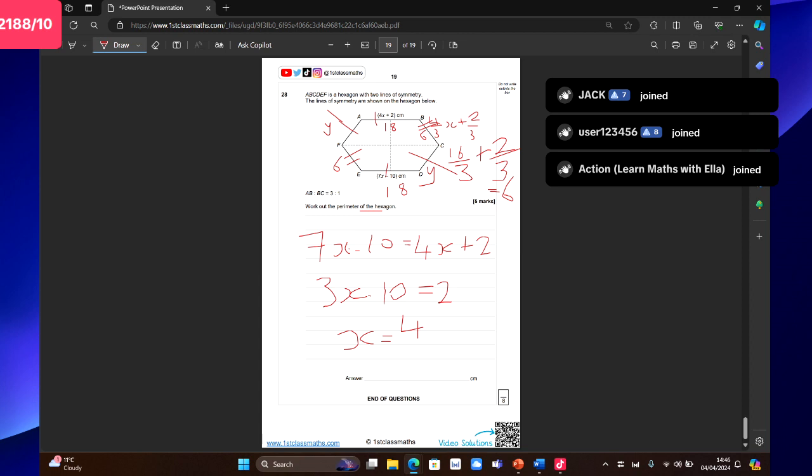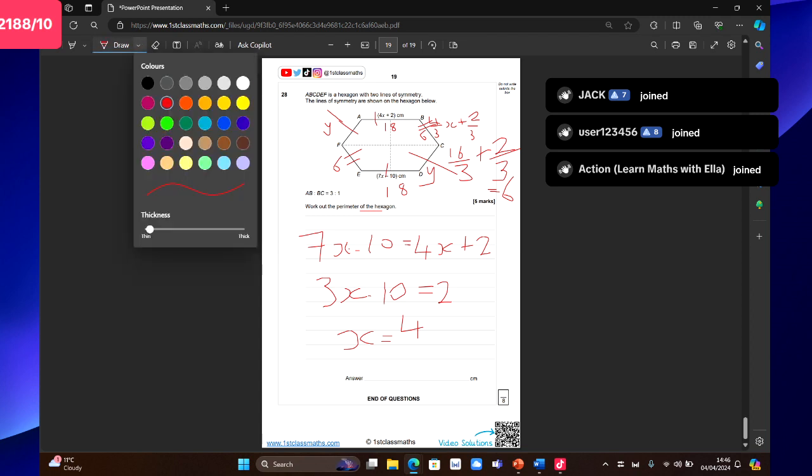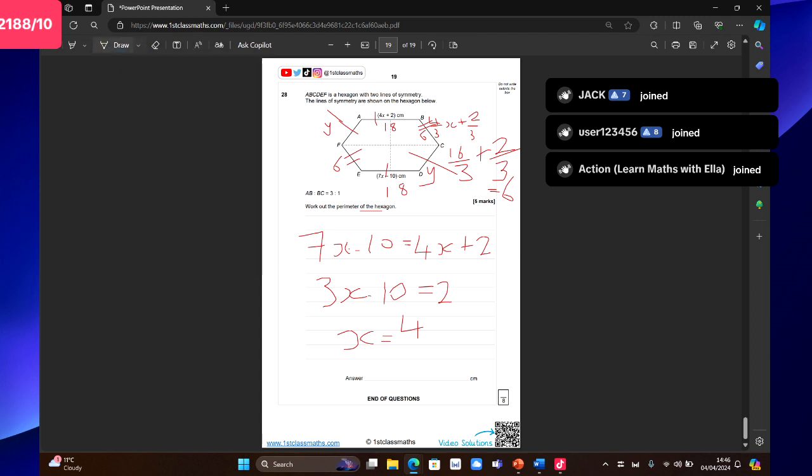Okay, any ideas, guys? Are there any ideas here? We want to work out the length of AF and DC. Okay, so this is what we've been given. It's a hexagon with 2 lines of symmetry. Are there any ideas, guys? This is actually a bit more tricky, isn't it?